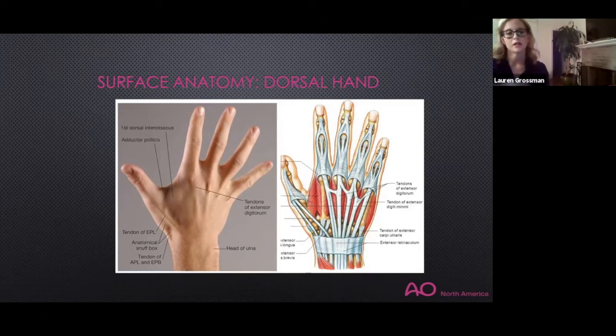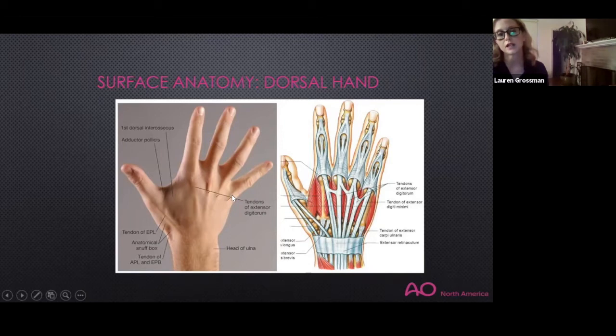As you can see here, we have your EPL tendon, which is one of the borders of your anatomic snuffbox. Here we see your first dorsal interosseous, your adductors, and your musculature, which is important to note. And then the EDC as it goes to each finger.